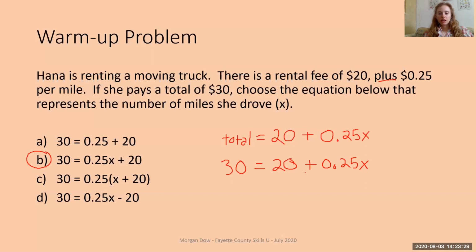The version I wrote down here, the 20 and the 0.25x are flipped around, but that doesn't actually matter in terms of the meaning of the equation because we know that for addition, order doesn't matter. So 20 plus 0.25x has the same meaning as 0.25x plus 20. So choice B would be our correct answer here. Choice B is really just mathematical shorthand for this verbal description we have at the top of the page. It's saying that the total bill of $30 is equal to 25 cents per mile times the number of miles she drove plus the $20 rental fee.